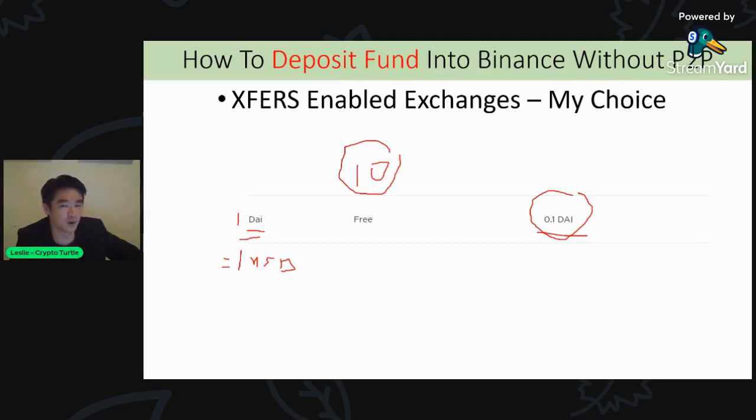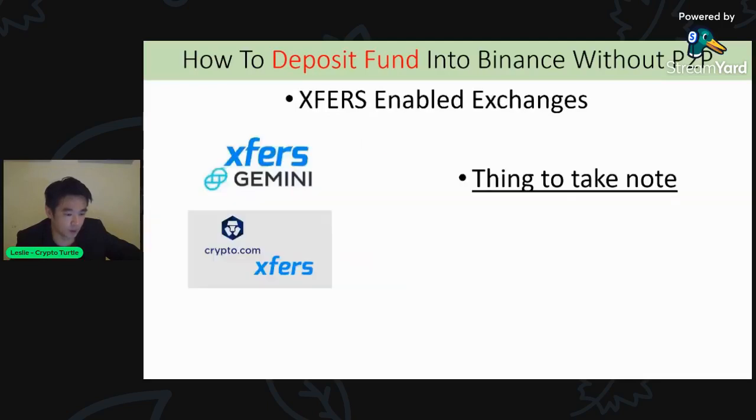So Binance.com do have DAI. So what you can do is you can start trading with DAI, or you can just change your DAI to BUSD or USDT, and then you start to trade. I hope that makes sense, right? Yeah, this is free for first 10 and 0.1 after that.